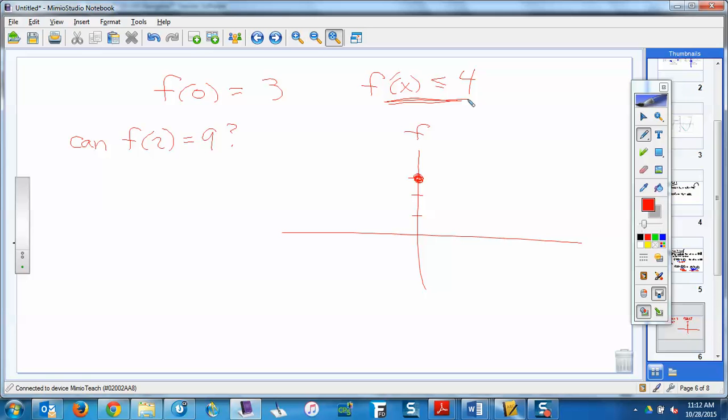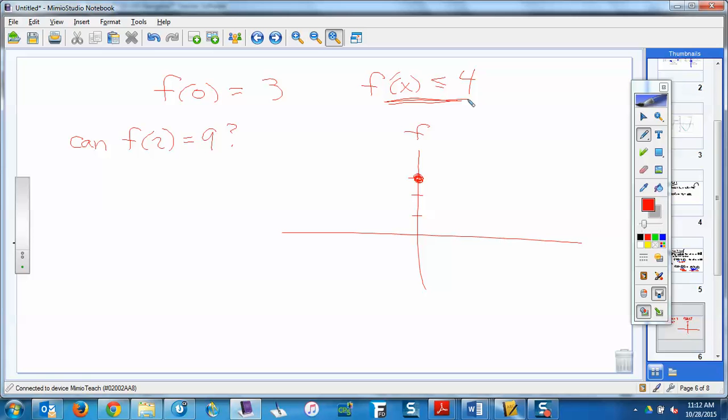Every time you go over 1, you can go at most 4. The most you can go up is 4. Go over 1, most you can go up is 4. But you could go less than 4. Could you go down? Yes. Less than 4? Could it be negative? Sure. So if you go over 1, you might go down, you might go up, but if you go up, the most you can go up is 4.